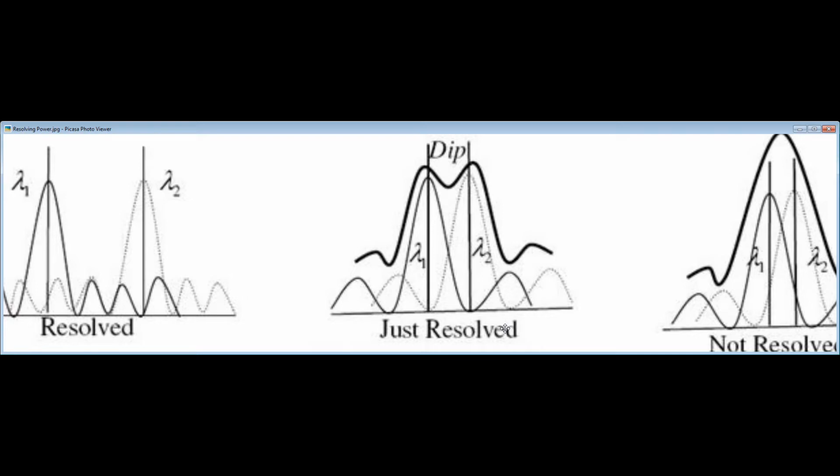Intensity at the dip point is measured as 8 I naught upon pi square, where I naught is the intensity of either of the principal maxima.